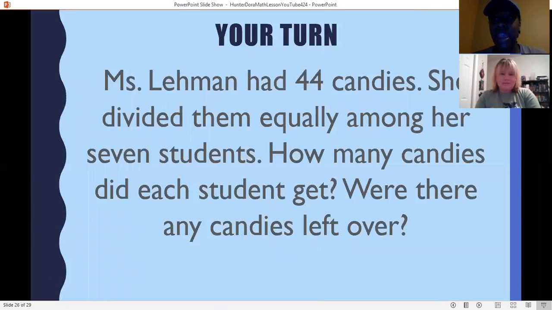All right, friends, now this is a time for you to participate. We want you to help us solve this word problem. Miss Lemon had 44 candies. She divided them equally among her 7 students. How many candies did each student get? Were there any candies left over? Take a few moments to review this word problem and attempt to solve it using the cube strategy. Don't forget, look at your numbers, look for clue words.